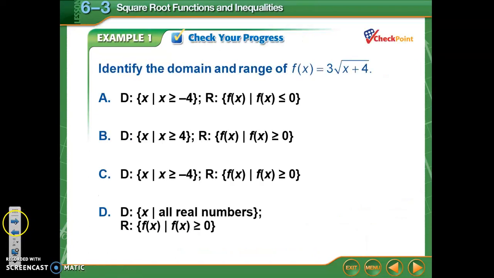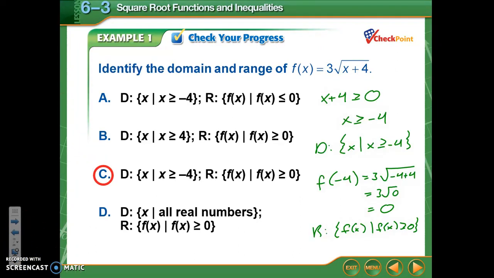Okay, you guys try this one. All right, your answer here should be C. And there's the work for how to get that. This is how we get the domain, where we set what's under the square root equal to 0. And this is where we get the range, where we plug that endpoint of the domain into our function.